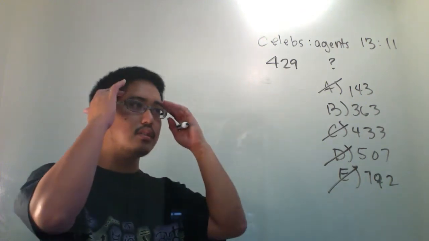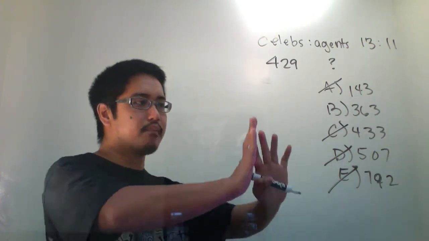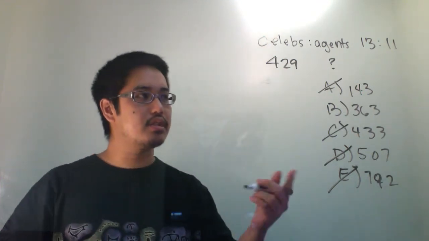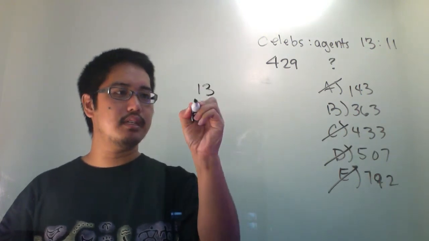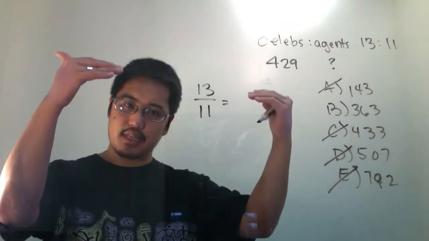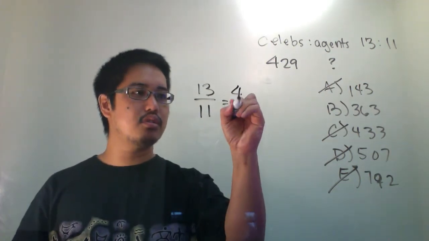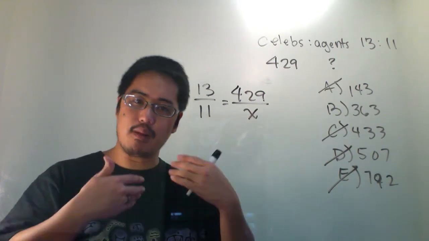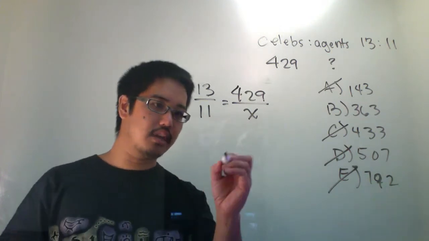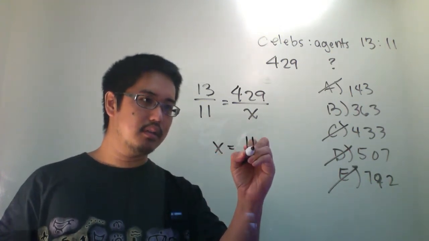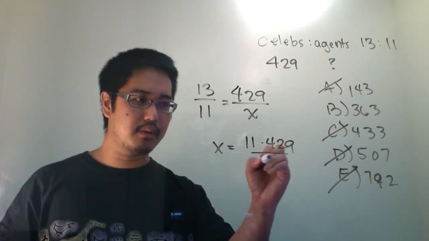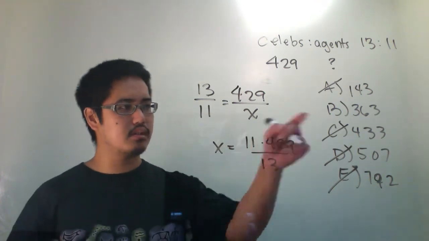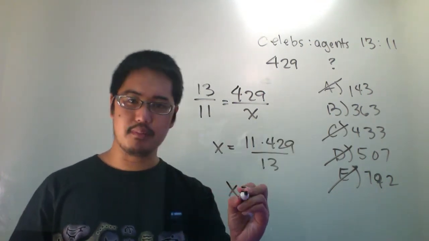All right, so now I'm going to go from the practical mode into the actual here's how you solve this problem mode. There's 13 celebrities to every 11 agents. I've got the celebrities on top, the agents on the bottom. That means there's 429 celebrities for every X agents. I don't know how many agents there are, that's why I represent it by X. Then you just solve for X. So X equals 11 times 429 divided by 13. I don't have a calculator on me, but I'm going to tell you right now that it's 363. I solved this problem earlier, so that's why I know.